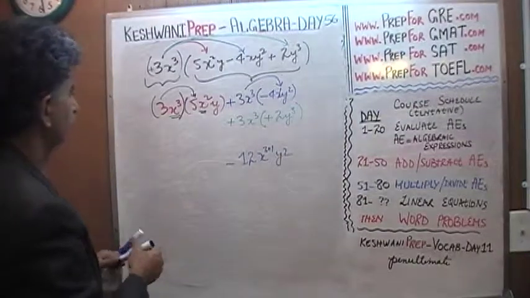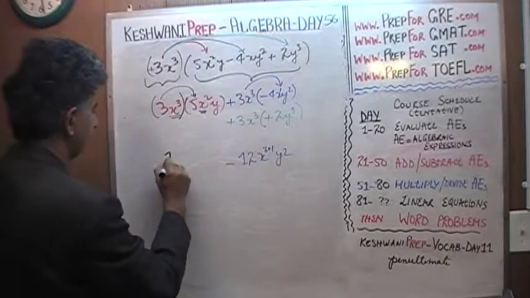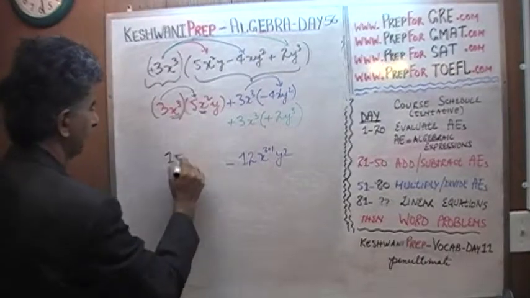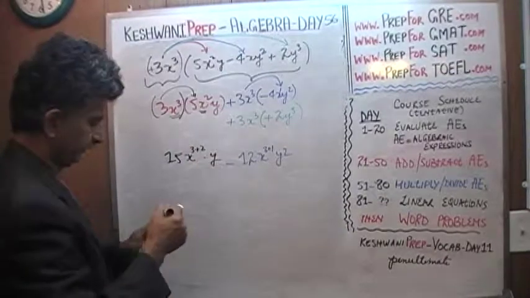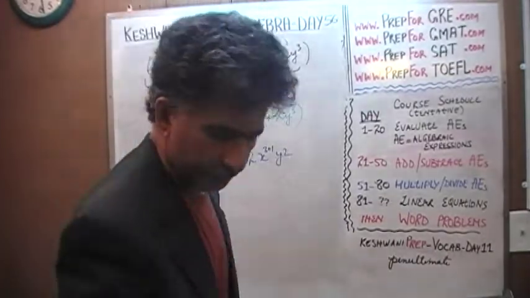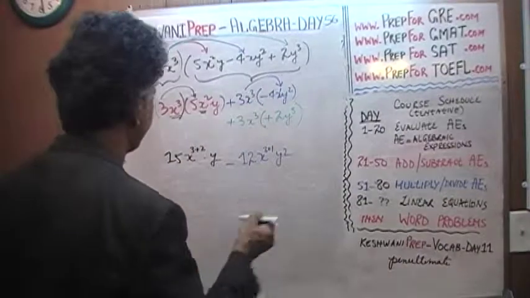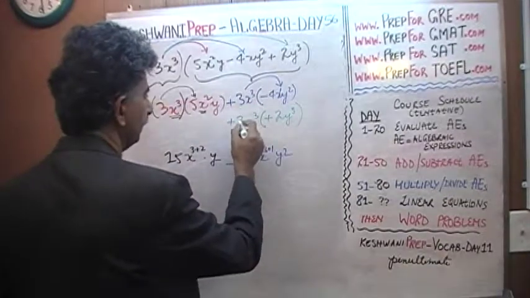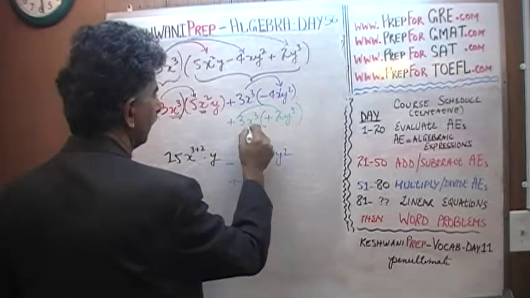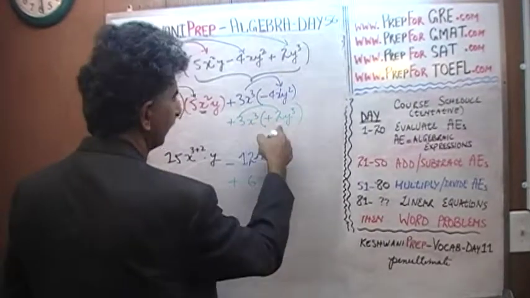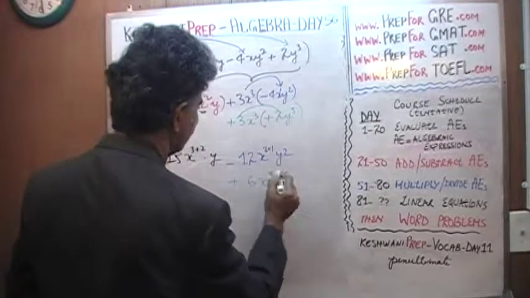And the first one was 3 times 5, which is 15. X cubed times x squared is x raised to 3 plus 2, times y. And then finally we have the last term, which is positive 3 times positive 2, which is positive 6. X cubed, because there is no x in here, and y cubed. That's it.